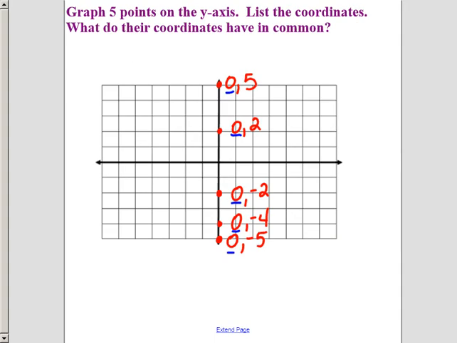Now, interestingly enough, remember that our origin has an ordered pair of 0, 0. And that makes sense because we don't move left or right, and we don't move up or down. And that's what the 0 means. It means don't move in a certain direction. So 0, 0 would mean don't move at all.